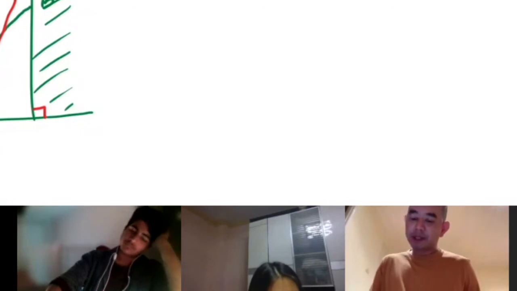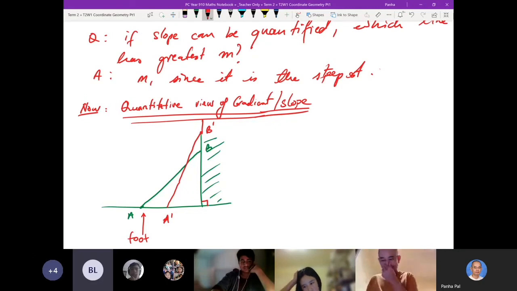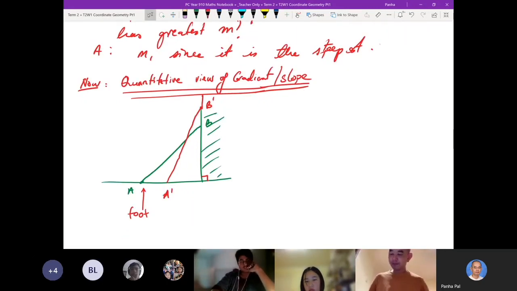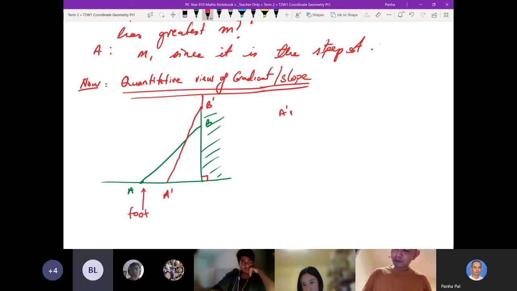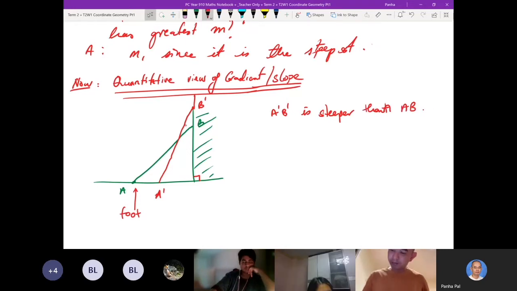Now, which position shows the steepest position of the ladder? Come on, people. A red. Don't say A red, it's A dash. A dash, B dash. Is that clear? Okay. So A dash, B dash is steeper than AB. Now, note, length AB is equal to length of A dash, B dash.